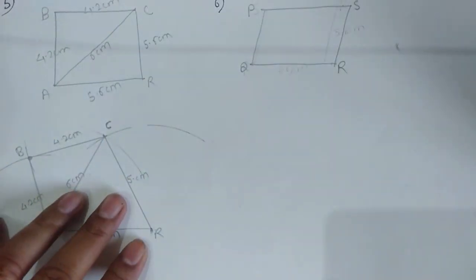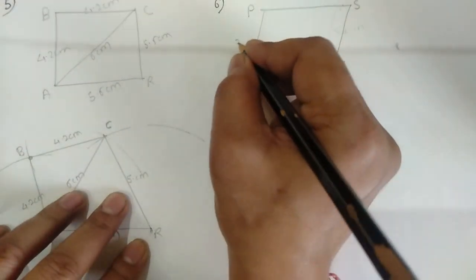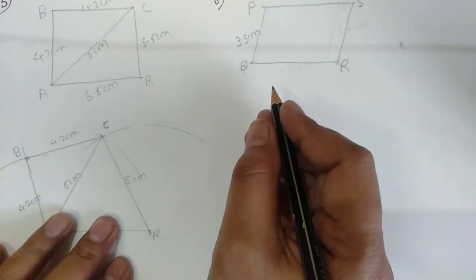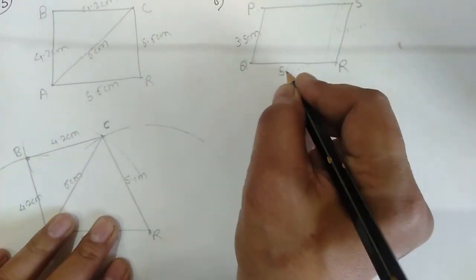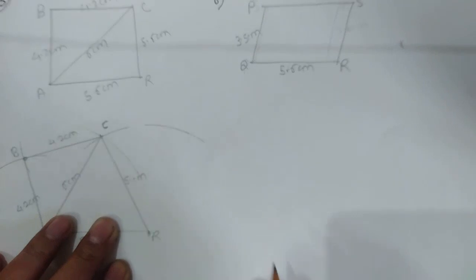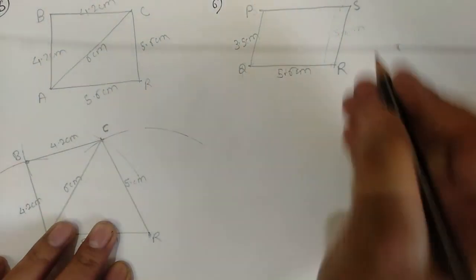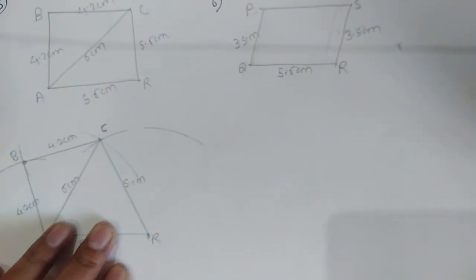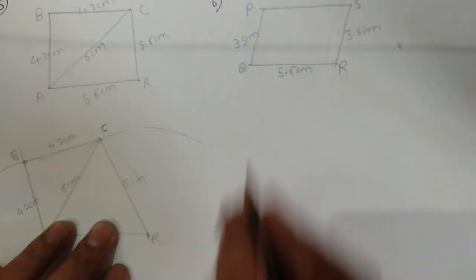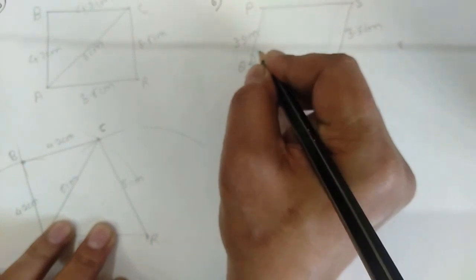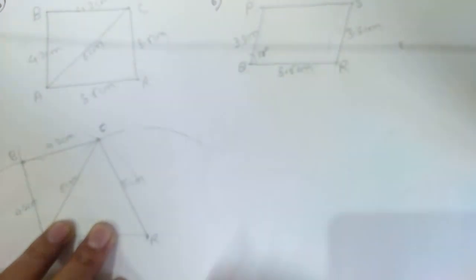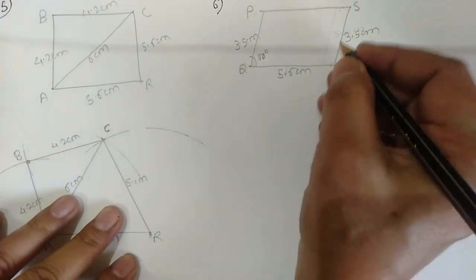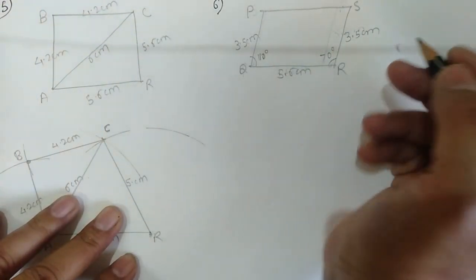PQRS. So length of PQ is 3.5 centimeter. Length of QR is 5.6 centimeter. RS is 3.5 centimeter. Measurement of angle Q is 110 degree. And measurement of R is equal to 70 degree.